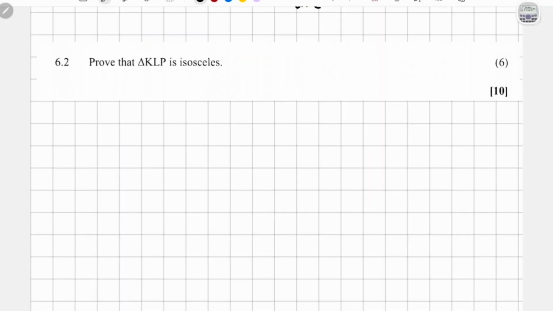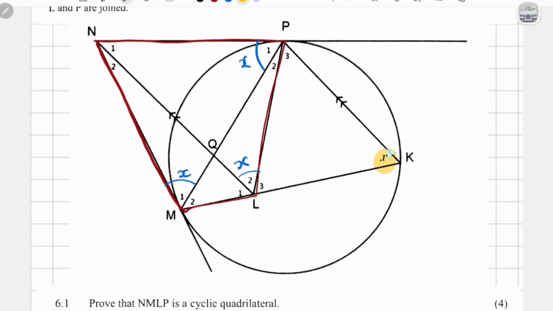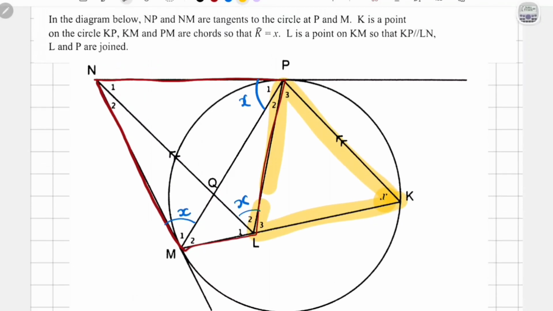Okay, so the last question in question 6.2 says, prove that triangle KLP is isosceles. So we have to prove that that is an isosceles triangle. Okay, let's look at KLP. How do we prove that that is an isosceles triangle? If it's an isosceles triangle, two sides must be equal, right? The only reason I'm saying this is because we don't actually have physical lengths, like, I don't know, this is 5 centimeters, for example.